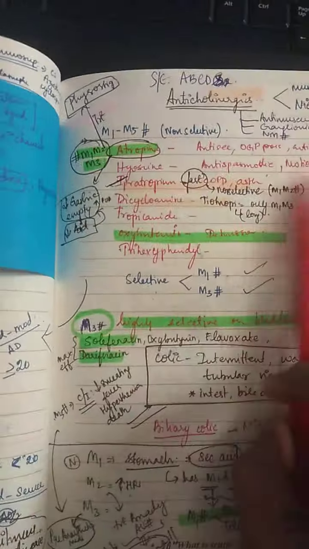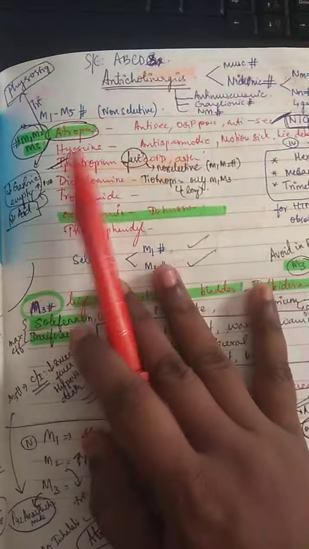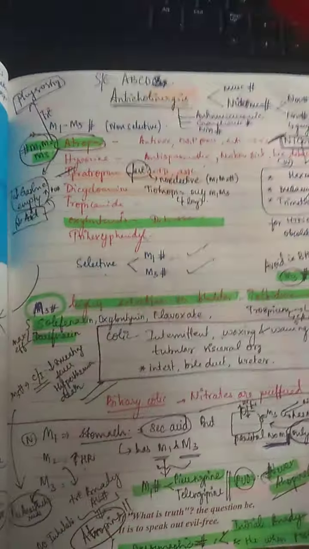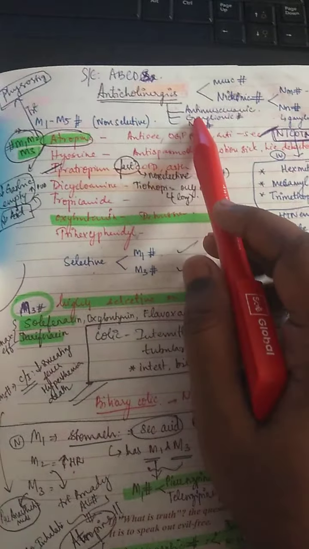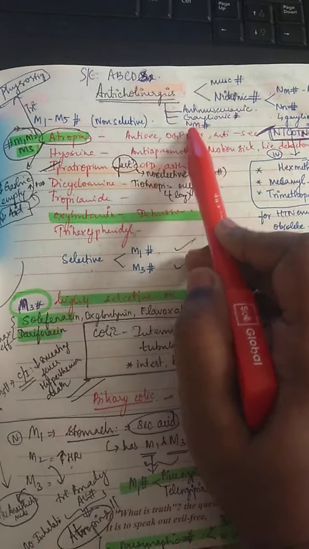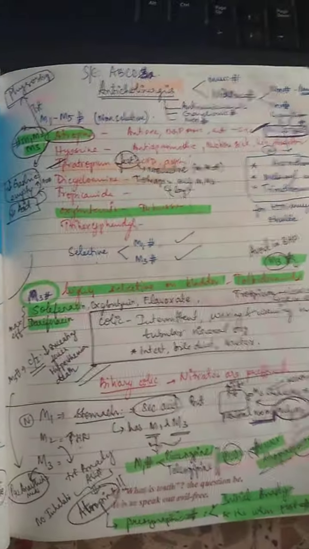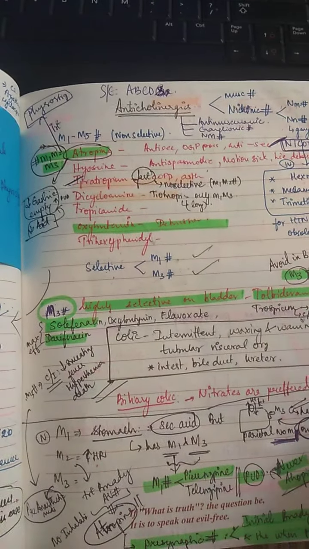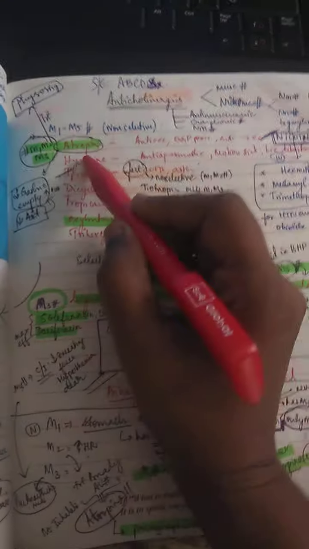Next is about anticholinergic drugs. These anticholinergic drugs, there are three types. We have antimuscarinic, which acts on the M1, M2, M3, M4, M5 receptors, then the ganglionic blockers, and we have the neuromuscular blockers. First, let's talk about the muscarinic drugs.